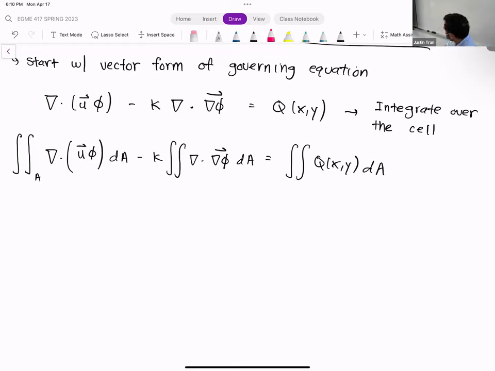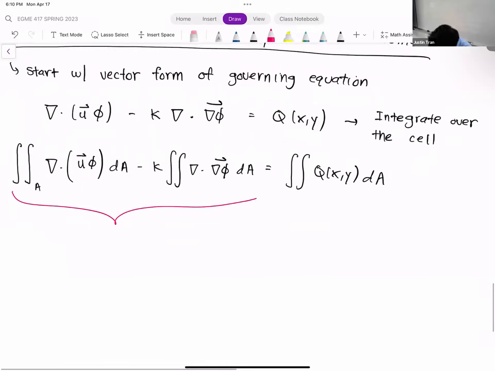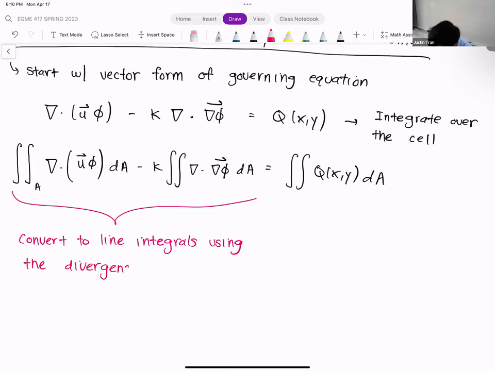All right, so these are rather complicated integrals to compute. So let's go ahead and simplify this. For these, let's convert them to line integrals using the divergence theorem. We can apply it to both because both have a divergence term inside. And remember, that's the reason why I write it in this form, so that the divergence comes out.